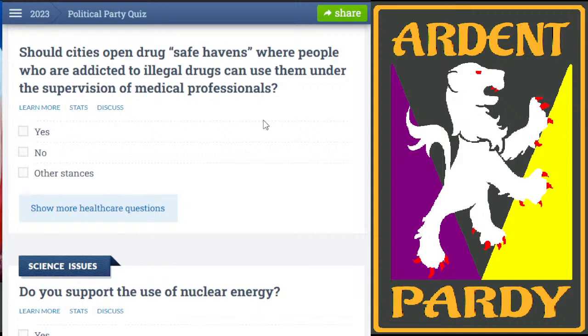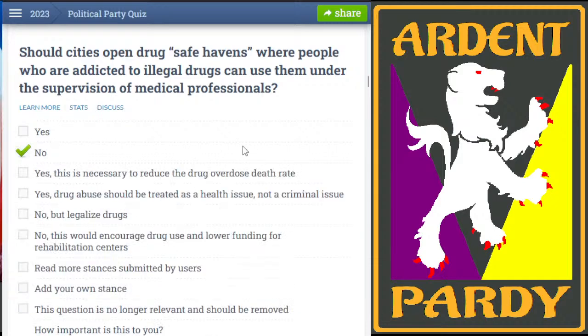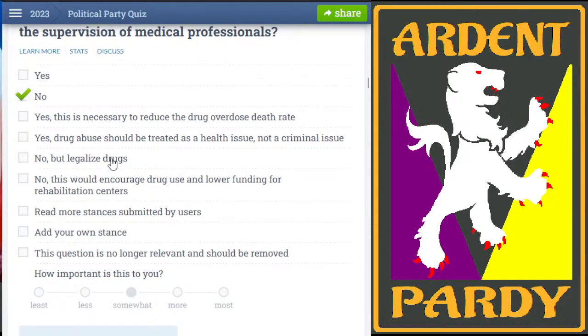people actually make money. Should cities open drug safe havens where people who are addicted to illegal... No! What are you, retarded? Of course not. No, but legalize drugs. No, I don't think all drugs should be legal.